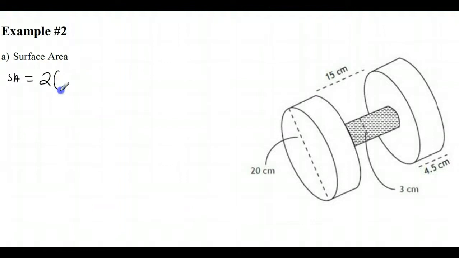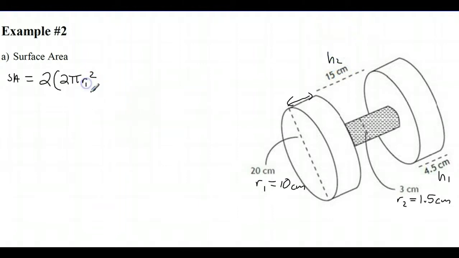There are two of them. Surface area of a cylinder is 2 pi r squared, right? Because we've got these guys here. And let's give these values. Let's say R1 is 10 centimeters. And this is 3 centimeters, so R2 will be 1.5 centimeters. These have heights. This height, 4.5 centimeters, we'll call H1, because it's part of this. And this 15 centimeters, that's H2.